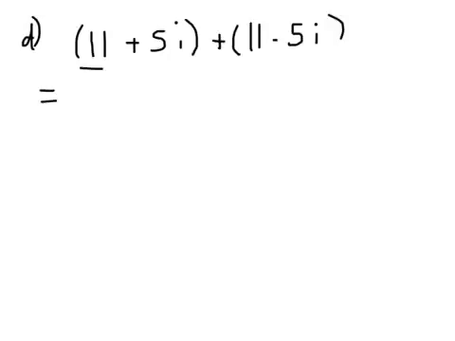It's like adding like terms. 11 plus 11 is 22, and positive 5i and a minus 5i add up to 0. We could say they cancel out, but we get 22 there. So notice when we add them we get a real number.